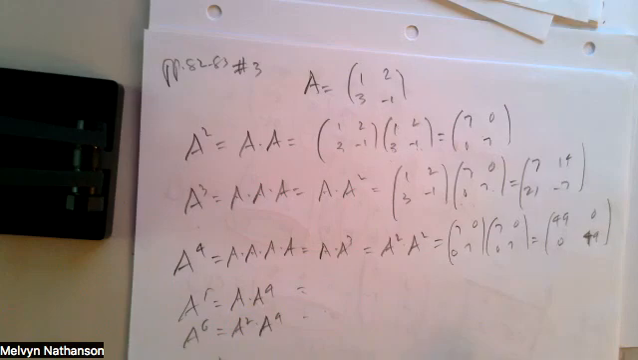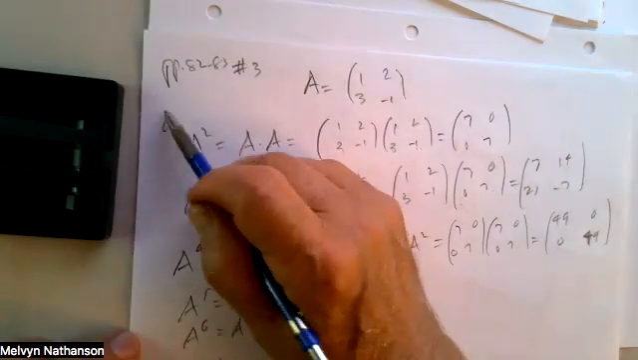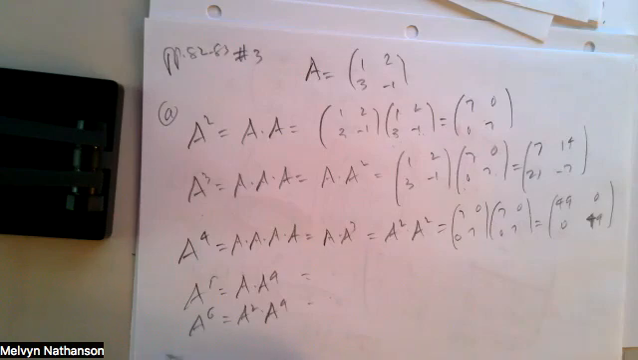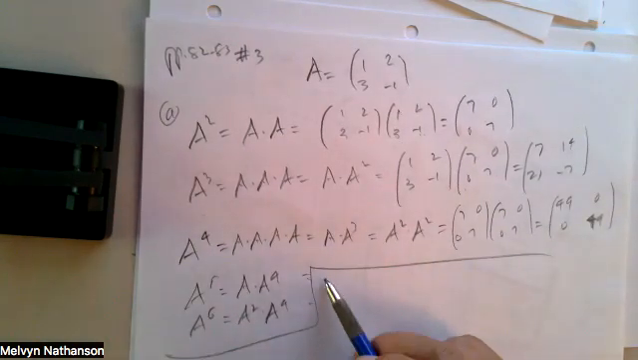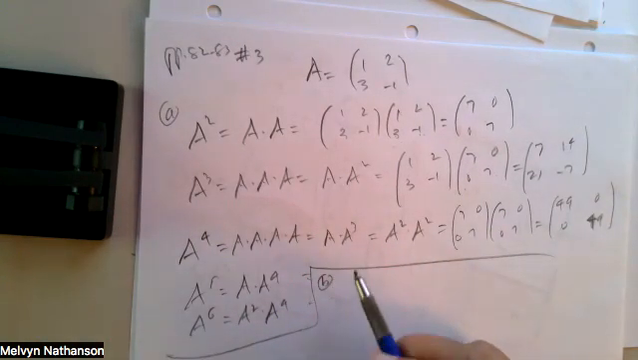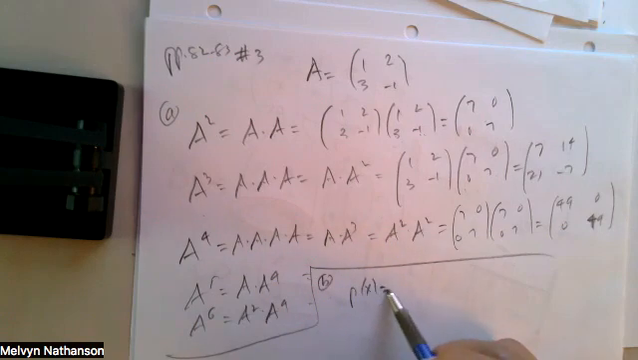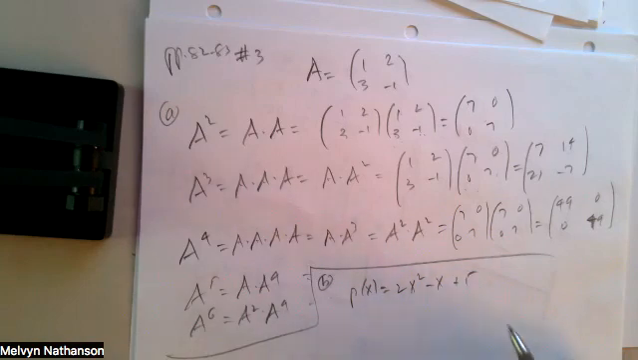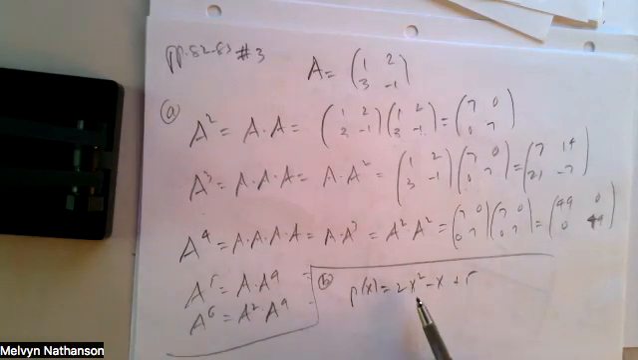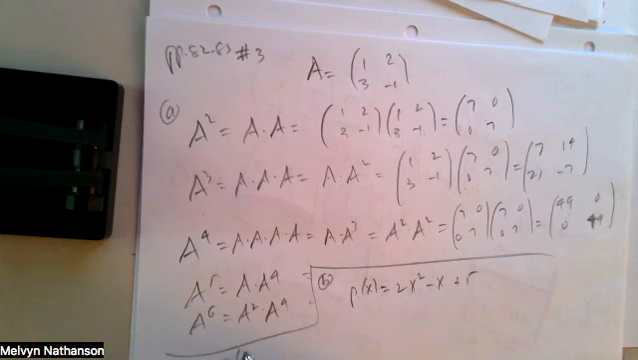Right? That's part A. In part B, we have a polynomial P of x equals 2x squared minus x plus 5. So you know how to evaluate a polynomial when x is a number, right? Like if you put in x equals 0, you would get 5. But you can also evaluate a polynomial at a matrix. So what is P of A?